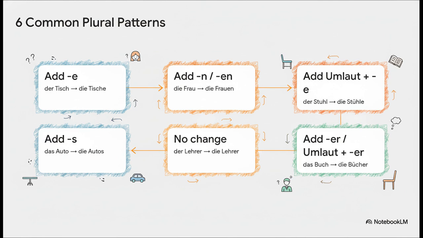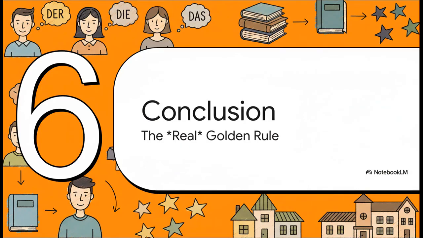Sometimes you add an E, sometimes an N or EN. Other times you add an umlaut, those two little dots over a vowel, plus an ending. Sometimes you don't change it at all. And yeah, for a lot of words borrowed from other languages, you just add an S, kind of like in English.